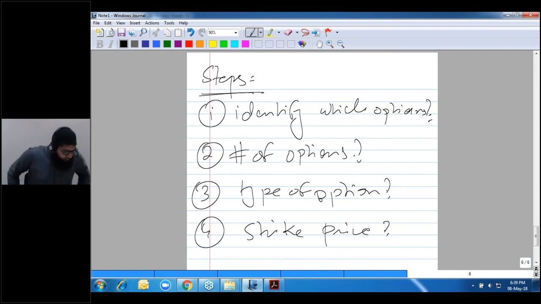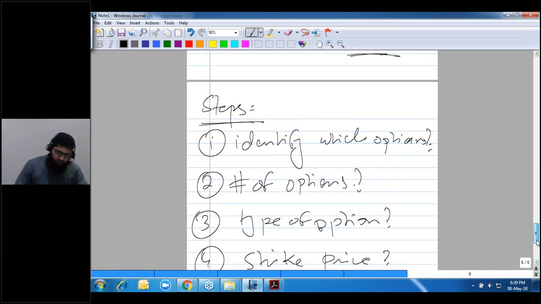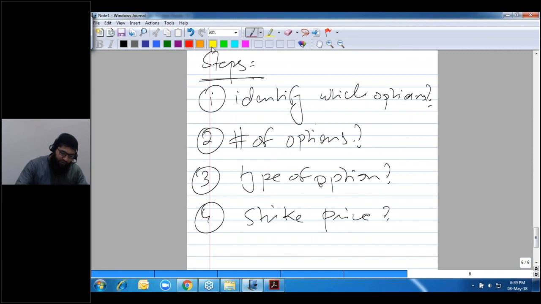Okay, now let's see. Let's discuss it. First of all, when we talk about options, you need to understand which options we should go for. There are two things that you need to decide. Number one is the maturity, which maturity you will go for. And the second is whether it is going to be a put option or a call option.